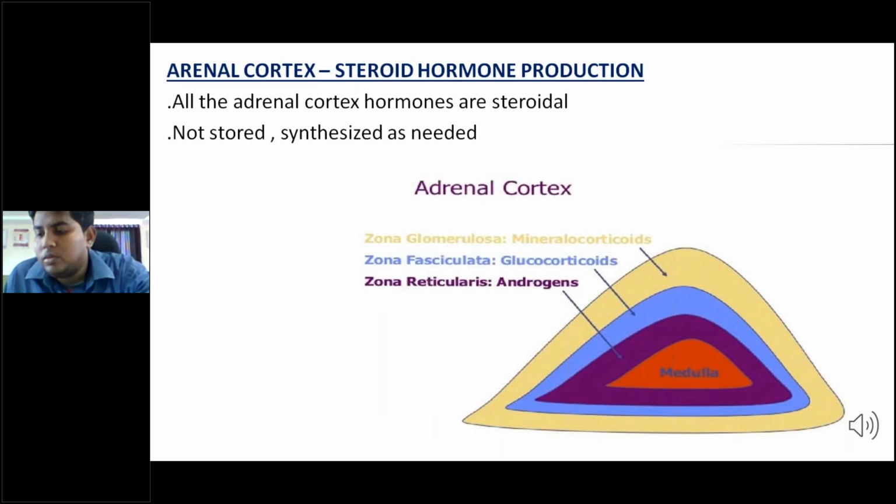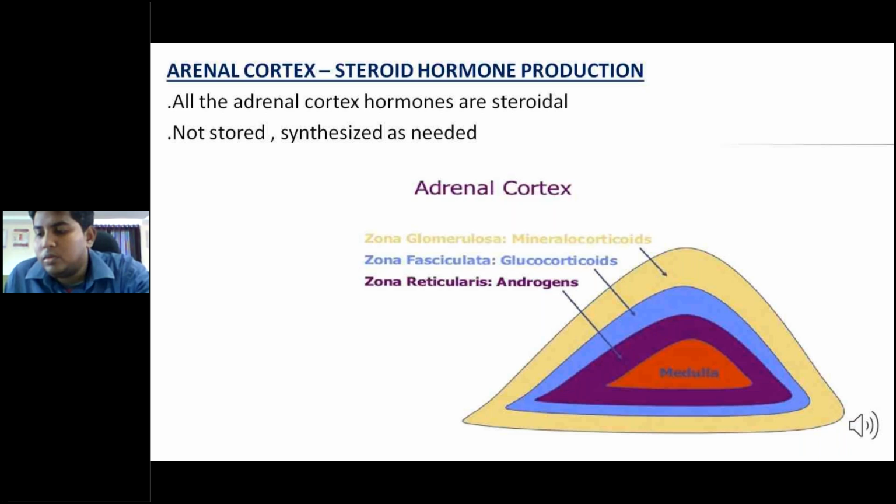We already discussed the three layers of the adrenal cortex: glomerulosa, fasciculata, and reticularis. The function of the adrenal cortex is secretion of steroid hormones. All the adrenal cortex hormones are steroids. Unlike other hormones, these are not stored and released. They are synthesized as per the requirement.